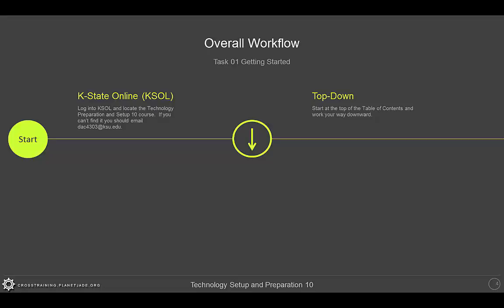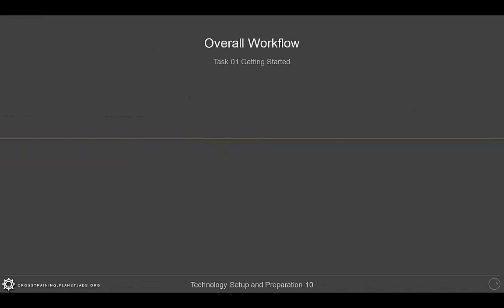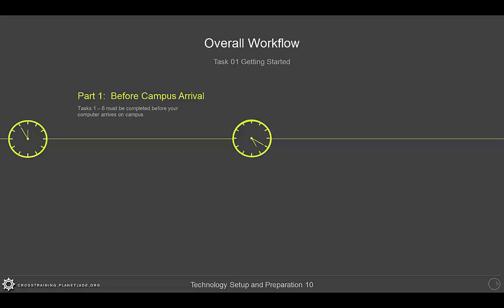Once you get to K-State Online and you can locate the course, it's recommended to start at the very top of the table of contents and just work your way downward. After that, we have a couple of items that are very time sensitive. The first one is going to be Part 1, before campus arrival. Just as the name suggests, these items need to be completed before you arrive on campus. The problem that most students have is they underestimate the amount of time that it takes to complete Part 1.